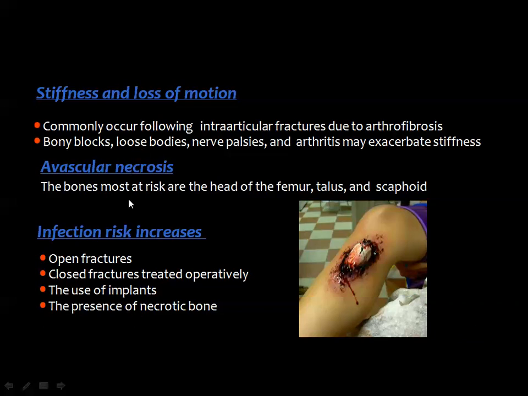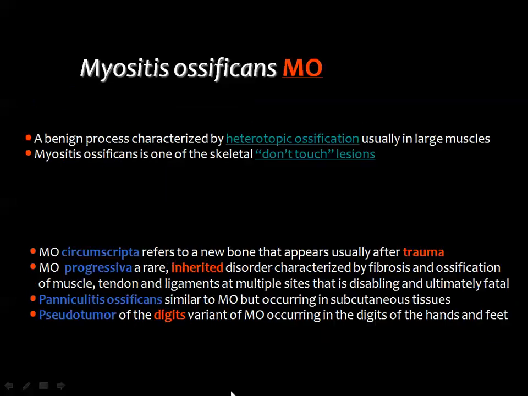Avascular necrosis is one of the post-traumatic complications. They are commonly seen in the femoral head in cases of femoral neck fracture, in the talus, and in the scaphoid, especially in the scaphoid waist fractures, as I will mention. Then infection of the fracture or the adjacent joint increases in cases of open fractures and closed fractures treated operatively, the use of implants, and the presence of dead necrotic bone.